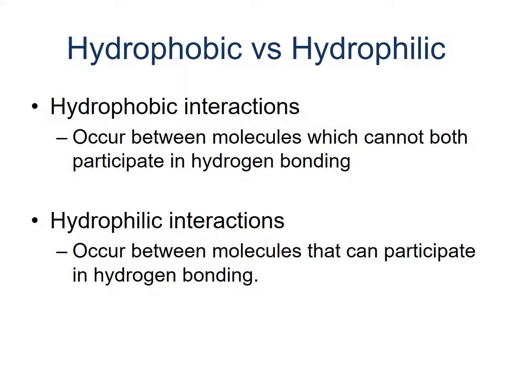A great example of this is going to be any sort of oil compound. Any sort of lipid or oil does not like to interact with water. It divides with it and can't bind with it readily. Hydrophilic means water loving. So hydrophilic interactions are going to occur between molecules that can participate in hydrogen bonding. Things like sodium chloride, glucose, sucrose, sugar, things like that. They will bind very readily and dissolve very readily in water as well.